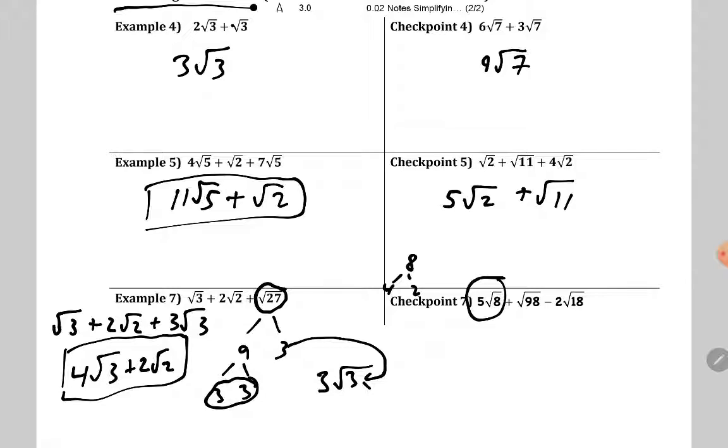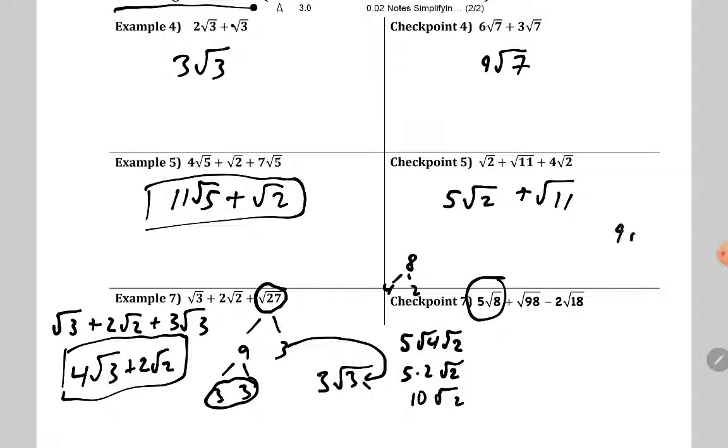Okay. So 5 times the square root of 4 times the square root of 2. Square root of 4 is 2, so 5 times 2 times the square root of 2. So this becomes 10 square roots of 2.